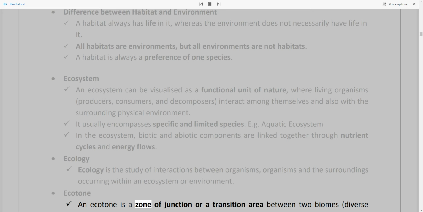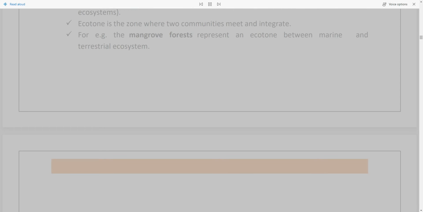Ecotone. An ecotone is a zone of junction or a transition area between two biomes, diverse ecosystems. Ecotone is the zone where two communities meet and integrate. For example, the mangrove forests represent an ecotone between marine and terrestrial ecosystem.